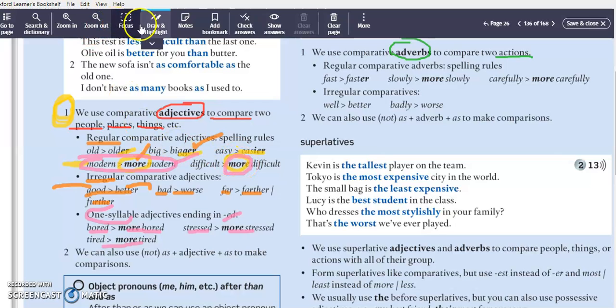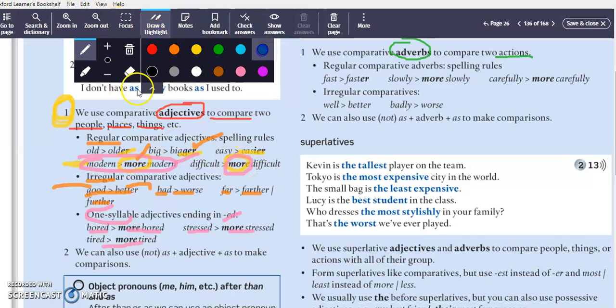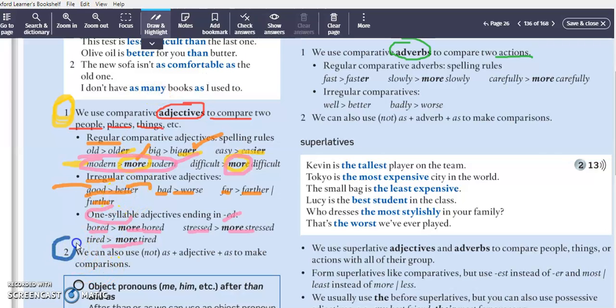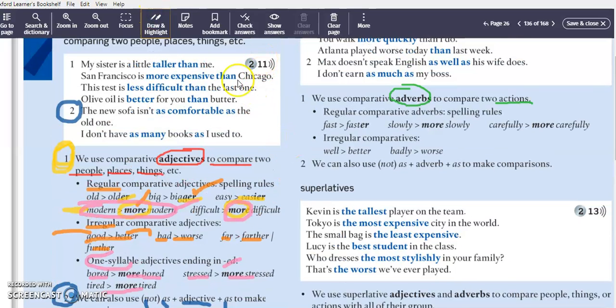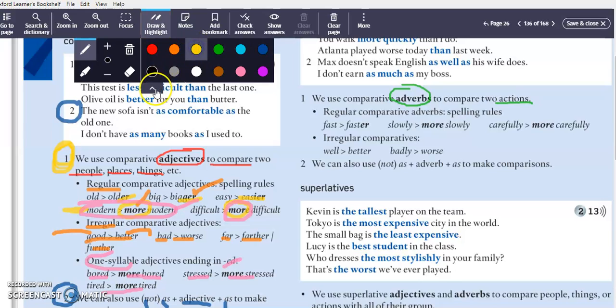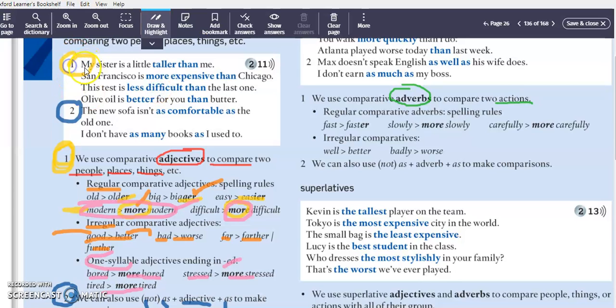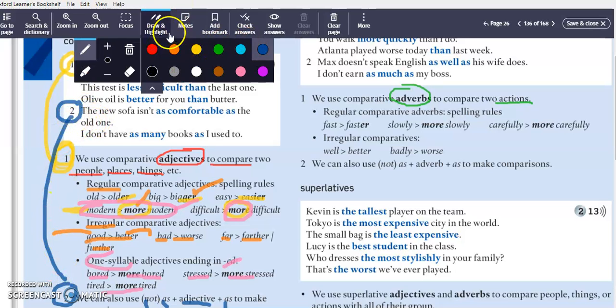Okay, we can also use not as. That is rule number 2. These are the examples for number 2: not as, adjective, as, to make comparisons. Okay, so we're going to listen to these sentences. The sentences for number 1 are these, and the examples for number 2 are these ones. Let's listen.